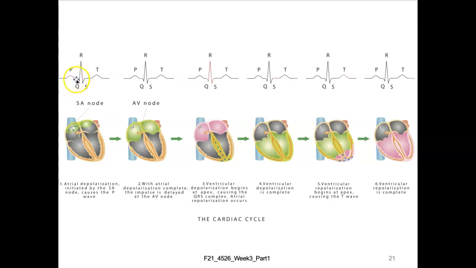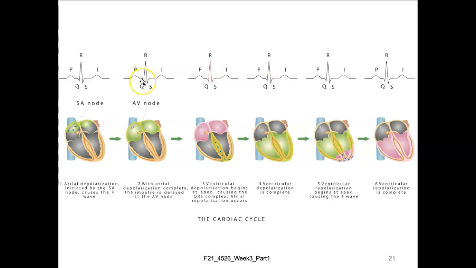So the first part is the P wave. Remember I talked about the SA node? Atrial depolarization is what makes this P wave. It's initiated by the SA node and it causes the P wave. So that's our first part. Remember the AV node? With atrial depolarization complete, the impulse is delayed at the AV node. So that's that little wee flat line here before it goes into this complex. So you've got the P wave happening because that's atrial depolarization, and you've got contraction.